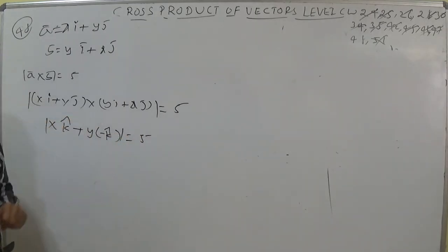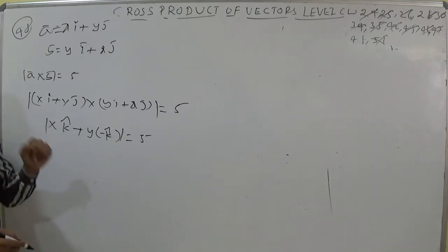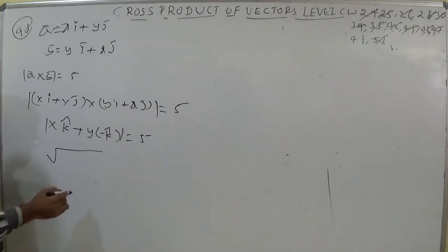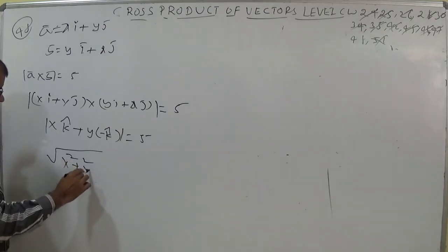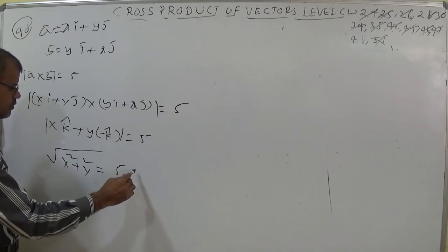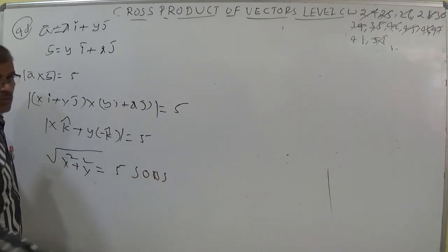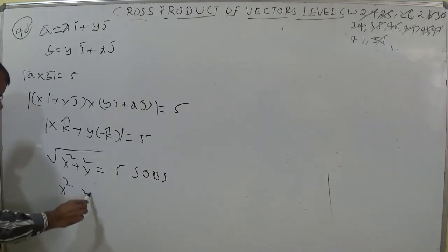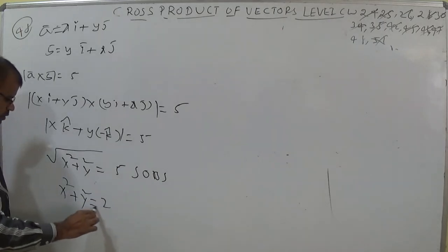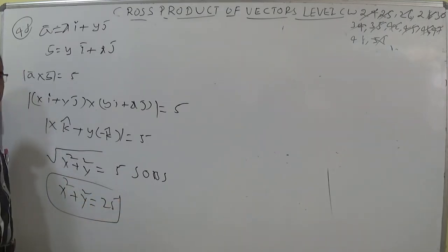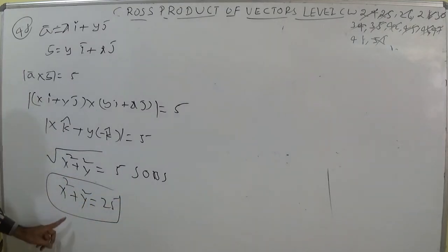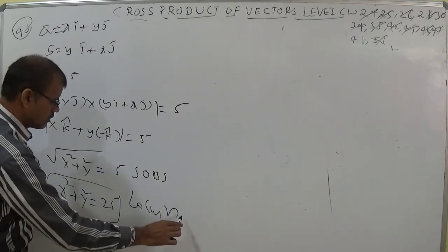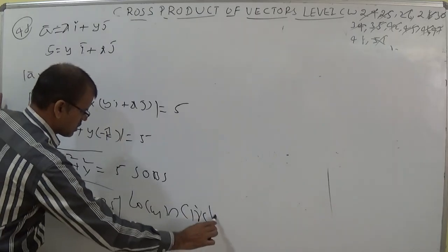No need to write j cross j because it becomes 0. We know that the magnitude of the given vector is the square root of the sum of squares of the components. Then you can write x square plus y square under root is equal to 5. Squaring on both sides, you get x square plus y square is equal to 25. Whenever x square plus y square is equal to 25, you can understand that this is a circle. So simply write: locus is a circle.